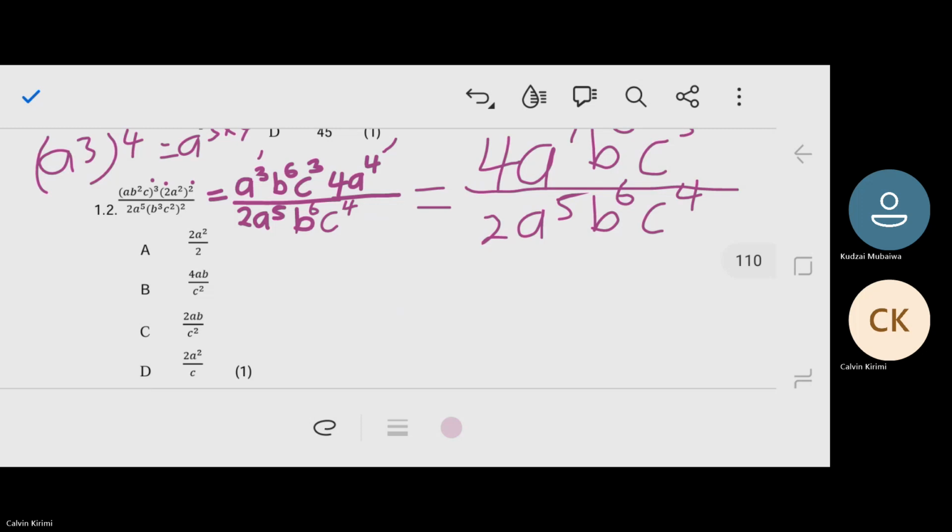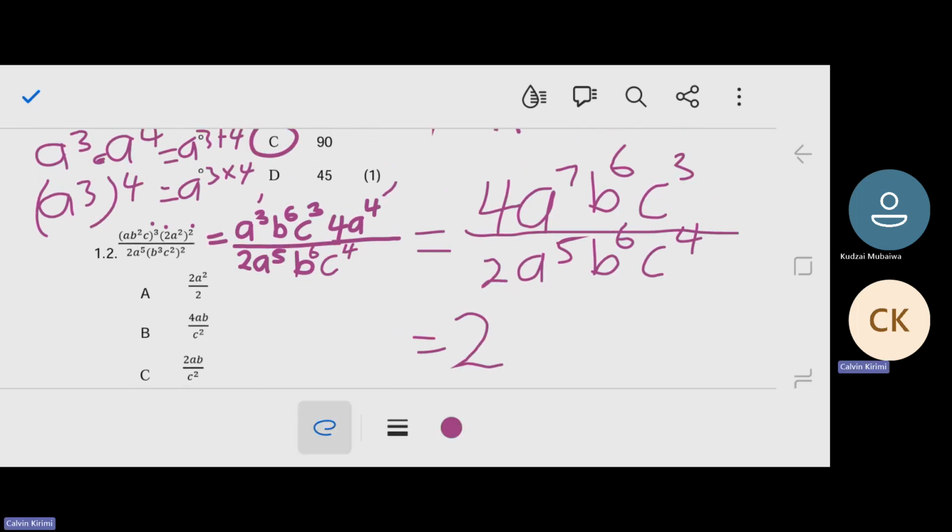Then we come to our a now. A to the power 7 minus 5, which means it's a to the power 2. B to the power 6 minus 6, it's what? B to the power 0. 6 minus 6 is 0, but when you simplify, b to the power 0 gives you 1. Then c to the power 3 minus 4 will give you c to the power negative 1.